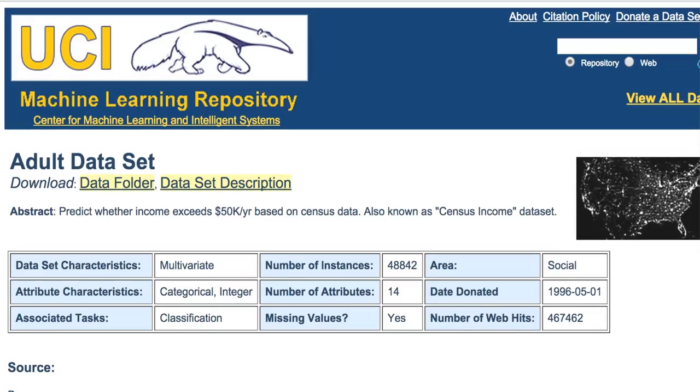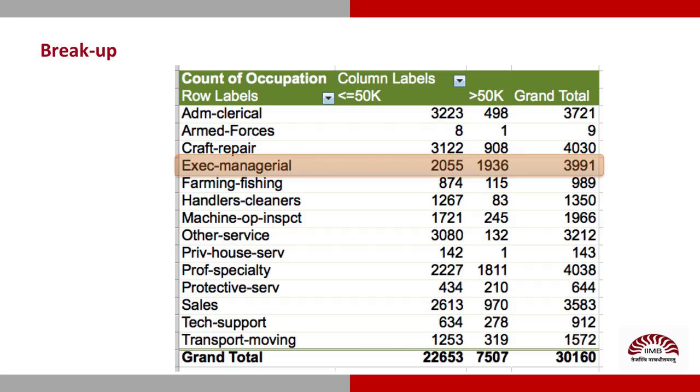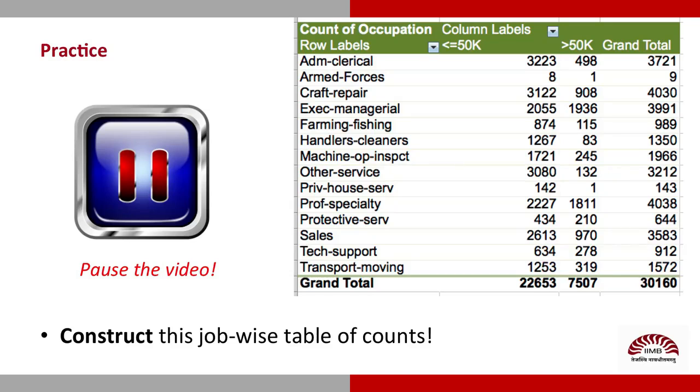We are continuing to discuss a census data set that we have downloaded from the UC Irvine Machine Learning Repository. That is what is on your screen. This data set contains information of over 30,000 people regarding their gender, occupation, race, and even their salary levels. Speaking of occupation, here's a job-wise breakdown of our data set. You used a pivot table? Of course I did. This one's easy to construct, so why don't you take a couple of minutes to build it yourself?